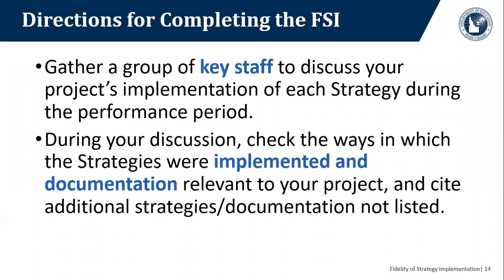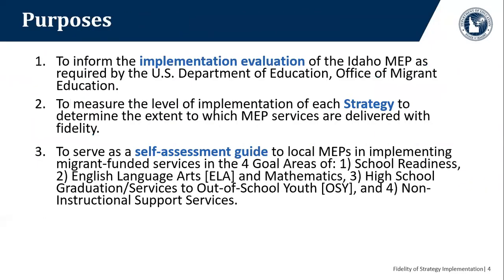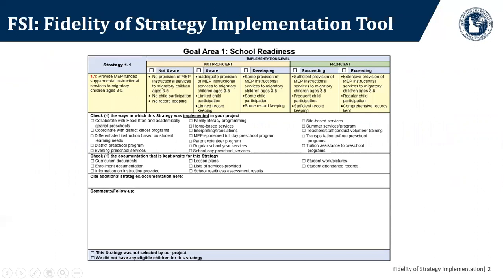Then during your discussions, check the ways in which the strategies were implemented and the documentation relevant to your project. If we go back to the original slide, you will notice on the picture an area in the middle of the page that says, check the ways in which the strategy was implemented in your project. Here are lots of possible ways that you may have implemented this strategy to provide MEP-funded supplemental instructional services to migrant children ages 3 to 5. Here are some ideas of how you might have done that. If you find one that is something you've done, then you'll check that box. And then you'll also check which documentation you have. You won't be submitting that documentation, but if you needed to produce it, do you have it? You'll check any of these that you have.